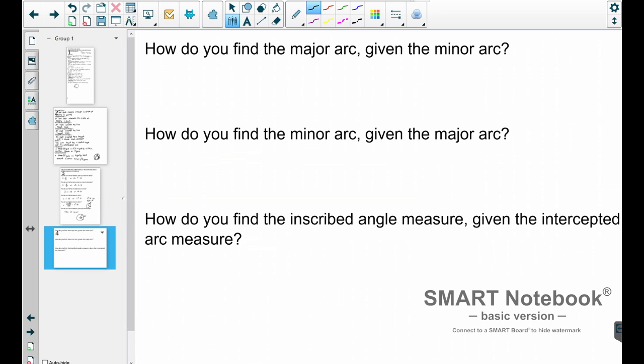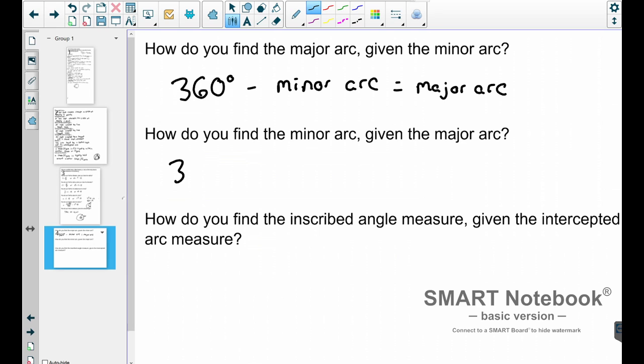How do you find the major arc given the minor arc? Well, you would take 360 degrees, because that's the entirety of the circle, and subtract the minor arc. And that would give us our major arc. It's very similar. How do you find the minor arc given the major arc? Well, it's the same kind of thing. 360 degrees, our whole circle, minus our major arc, is going to be equal to our minor arc.